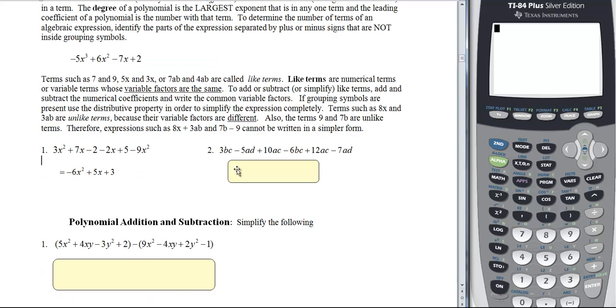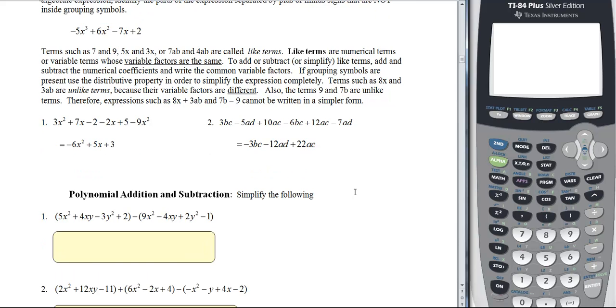Now this one, let's see. I've got a BC, here's another BC. So I've got a +3 minus 6, so that'd give me a -3 BC. So mark those out. The next term I have is an AD. I've got an AD here and back here. A -5 minus 7 will give me a -12 AD. And the only two I have left now are a +10 AC and a +12 AC, which will give me a +22 AC. So we have combined like terms.